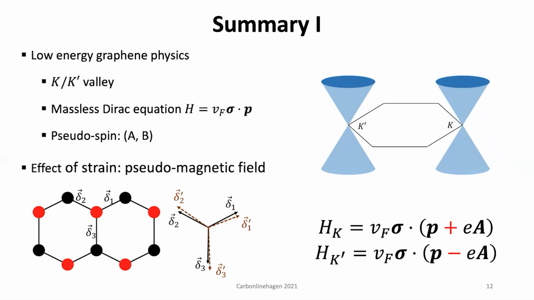Finally, the main effect of a strain that I am going to focus on in the rest of the tutorial is that it introduces a pseudo-magnetic field that is caused by the deformation in these first neighbor lattice vectors, and this pseudo-magnetic field is represented by a gauge field that enters with different signs at each valley.